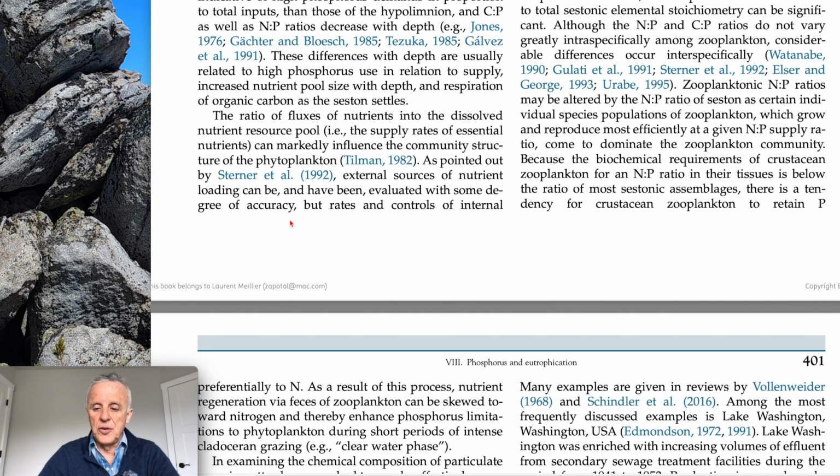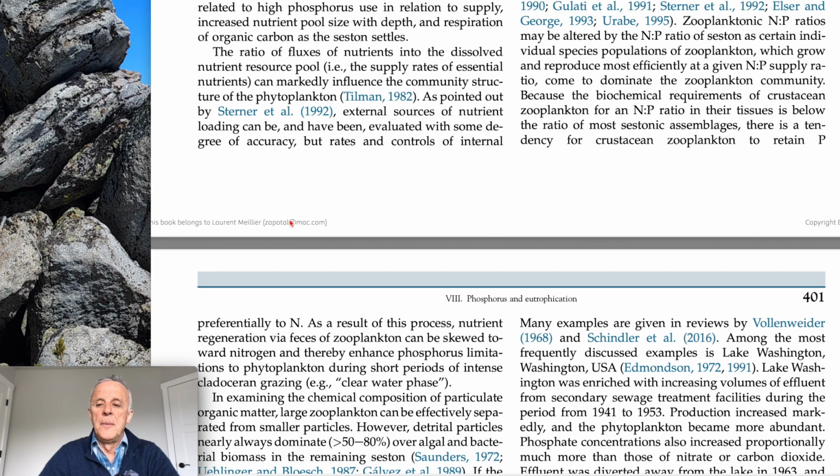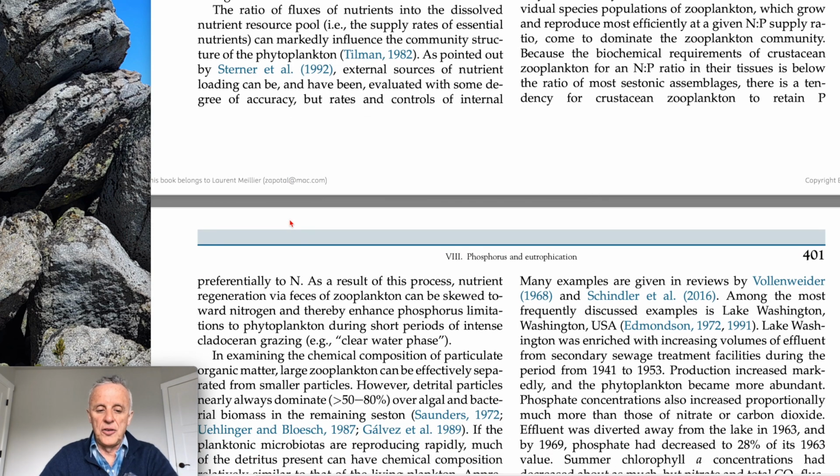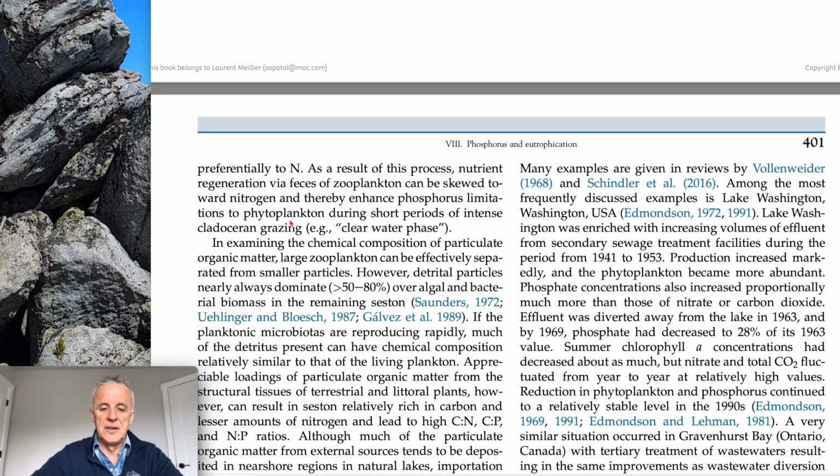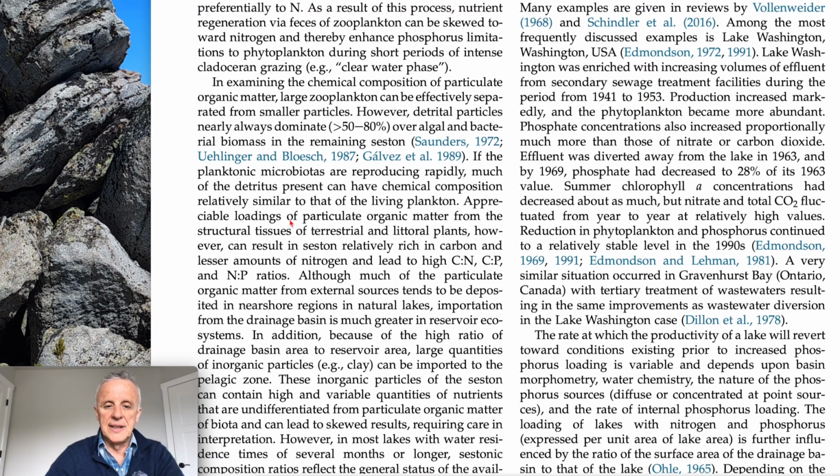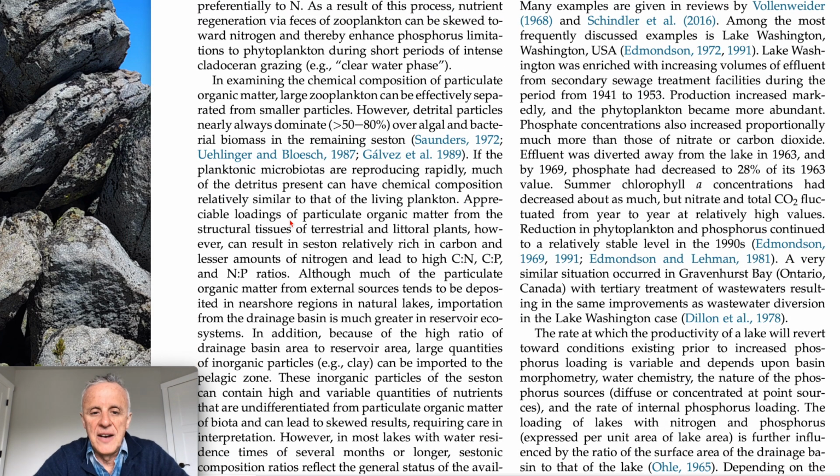There is a tendency for crustacean zooplankton to retain phosphorus preferentially to nitrogen. As a result of this process, nutrient regeneration via feces of zooplankton can be skewed toward nitrogen and thereby enhance phosphorus limitation to phytoplankton during short periods of intense cladoceran grazing.